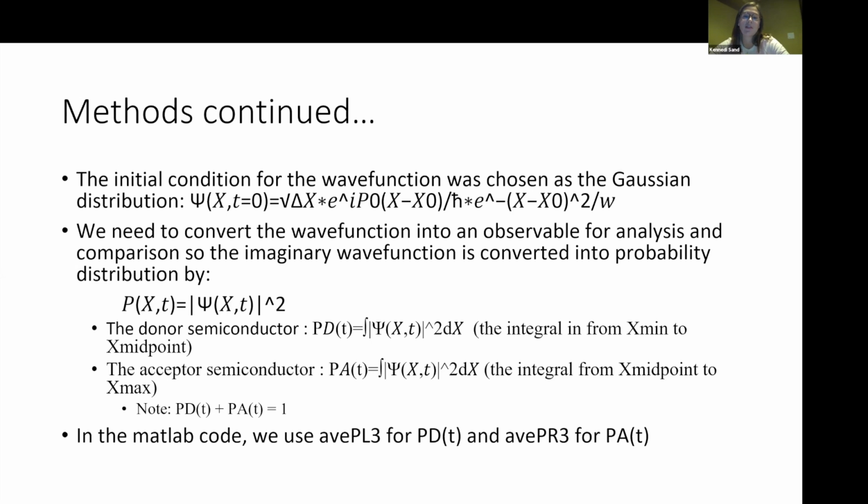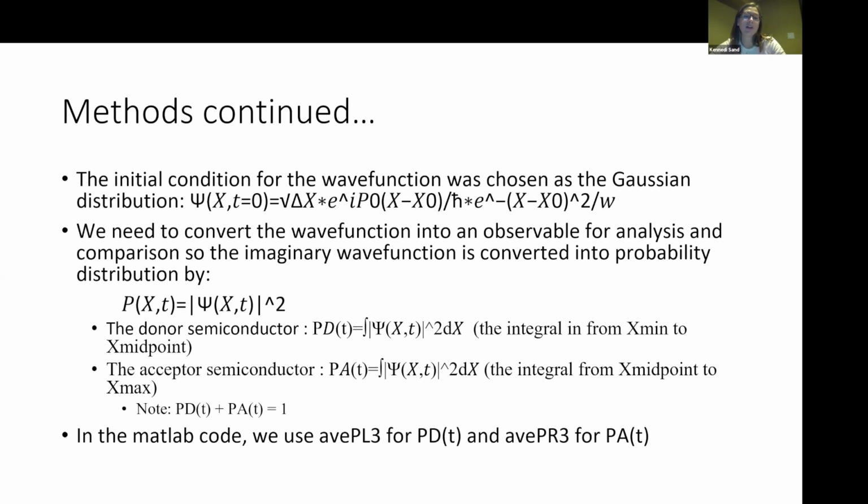The imaginary wave function was then converted into a probability distribution by this P(x, t). The donor semiconductor is P sub D of t, which the equation is given there. And then the acceptor semiconductor was P sub A of t, and that equation is also given there. The difference between the two is just the integrals. The integral of the donor semiconductor went from x minimum to x midpoint, and the P sub A integral went from x midpoint to x maximum.